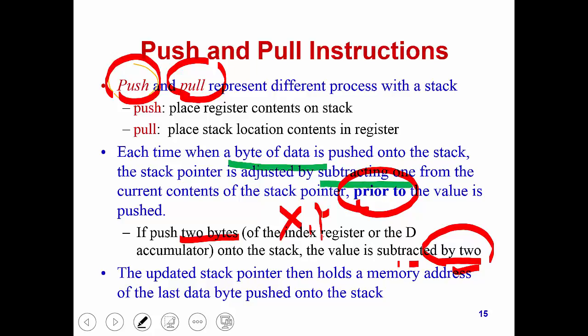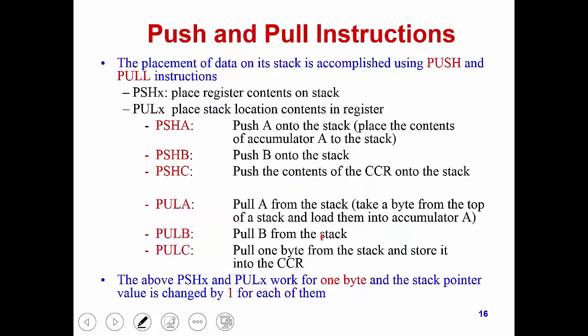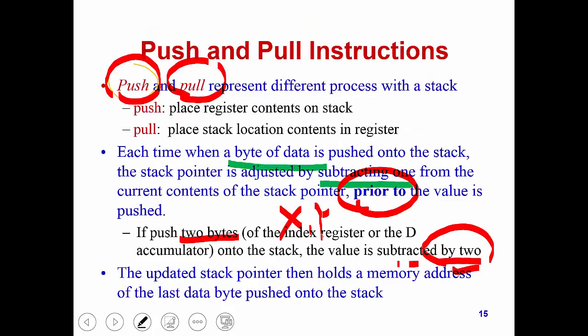In any case, the new value of the stack pointer holds the memory address of the last data byte you pushed on the stack. The new value of the stack pointer always holds the top of the stack, which contains the last data byte we pushed on the stack. I think that should be enough for us about the access of the stack.